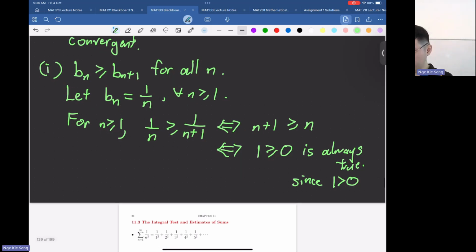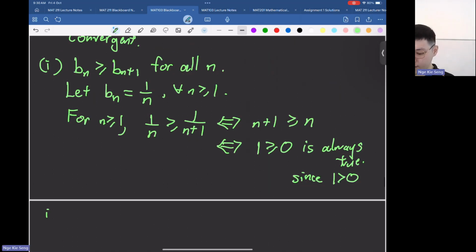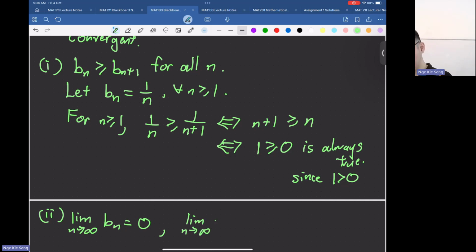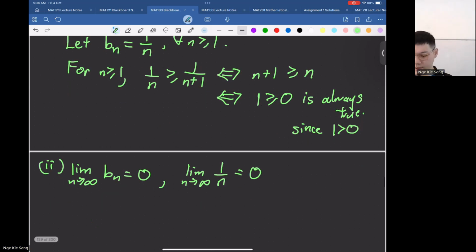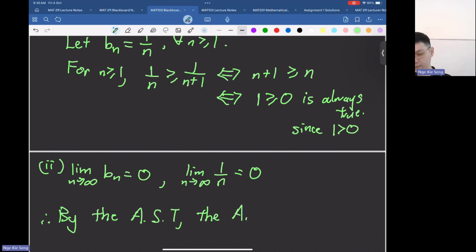Good. And then the next thing we need to check is what? We need to decrease fast enough. So we need to check that the limit of Bn is equal to 0. But this one is obviously true, right? From the sequence calculation, limit of 1 over n is simply 0. Okay, so you can conclude by the alternating series test that the alternating harmonic series converges. Okay, so this one is a very important example to keep in mind.